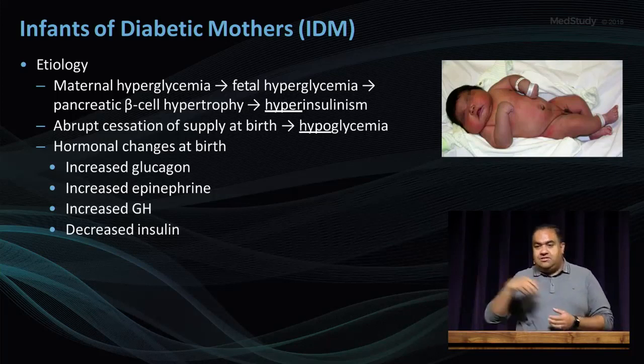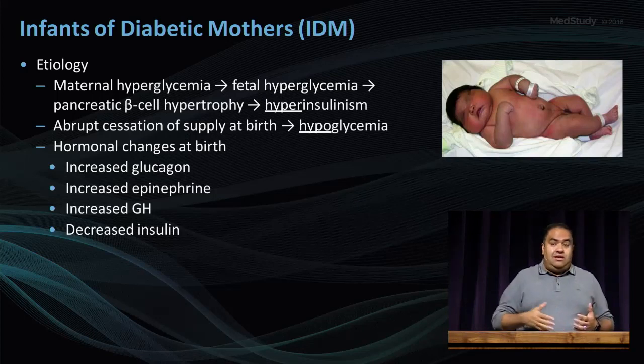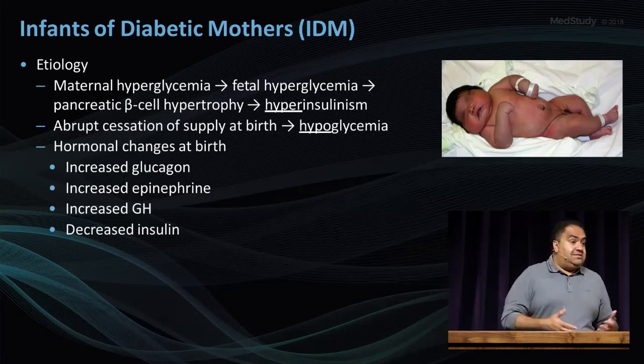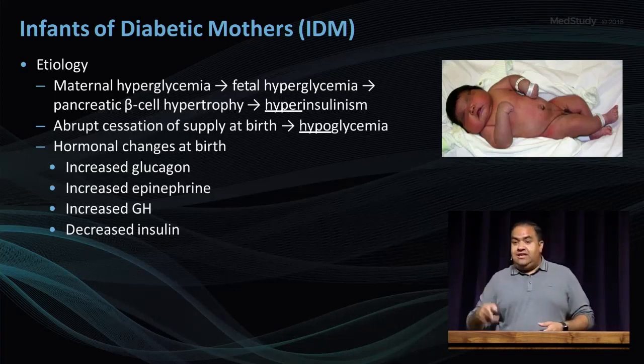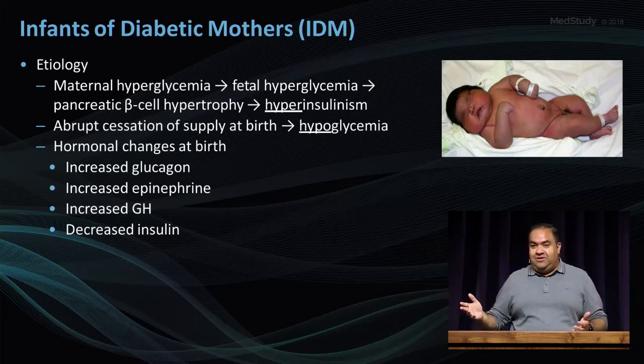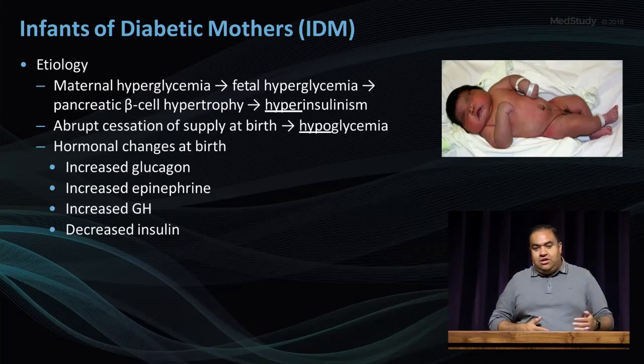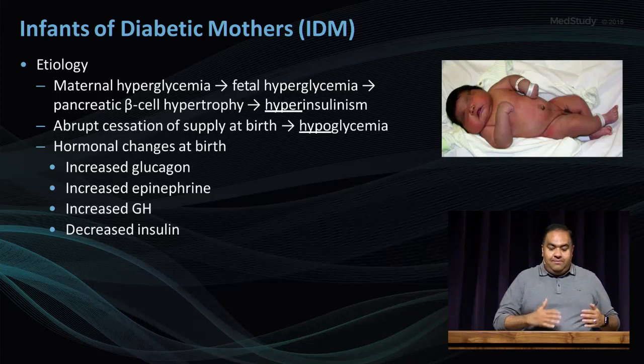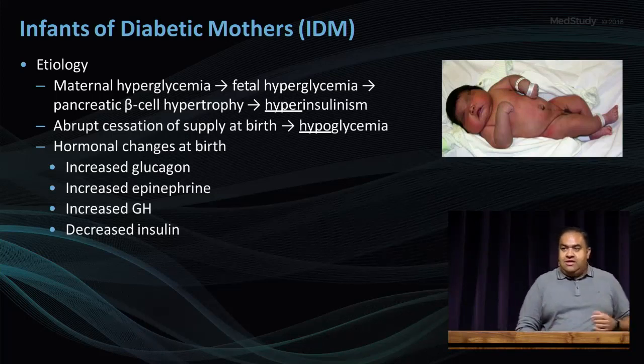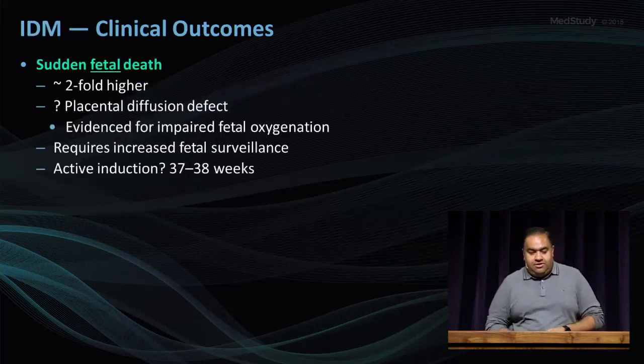Maternal hyperglycemia causes fetal hyperglycemia, but the fetus's insulin is not going to come from mom. It's going to come from their own pancreas. So pancreatic beta cell hypertrophy occurs, and they get hyperinsulinism. Once that cord is cut, mom's glucose is no longer coming through, and they have hyperinsulinism. That hyperinsulinism drives the glucose levels very, very low until we get balance. So increased glucagon, epinephrine, and growth hormone, and decreased insulin are the changes that occur at birth.